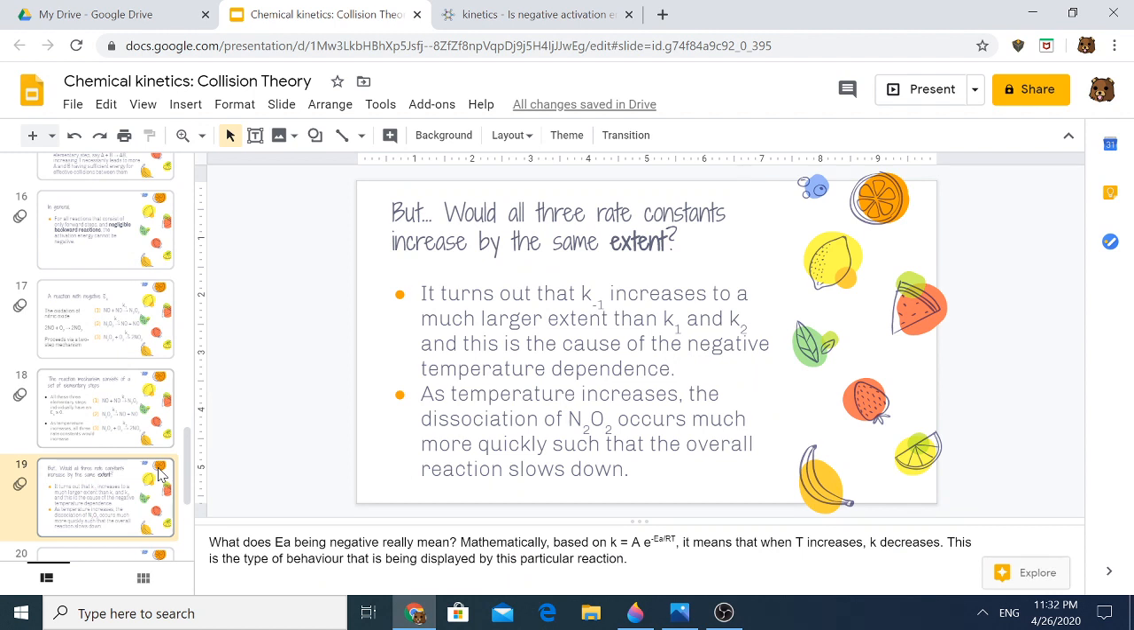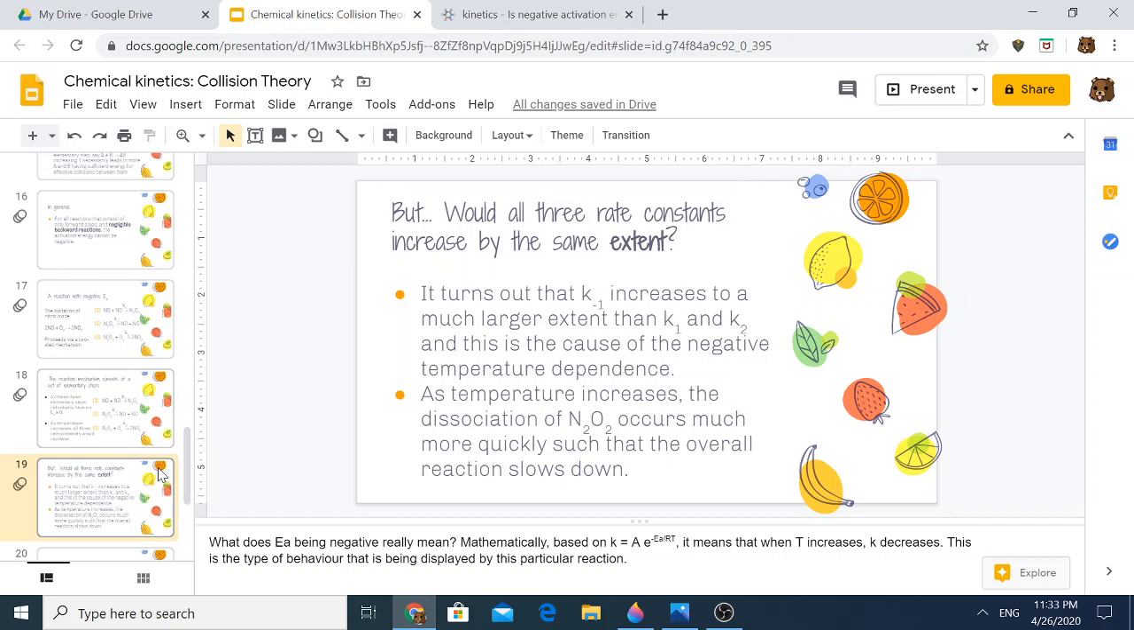Now, let's say we increase temperature. We need to ask ourselves, would all three rate constants K1, K negative 1, and K2 increase by the same extent? It turns out that K negative 1 actually increases to a much larger extent than K1 and K2. And this is the cause of the negative temperature dependence.